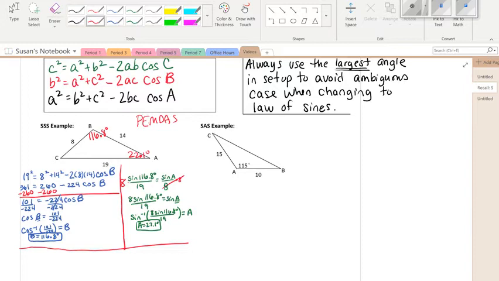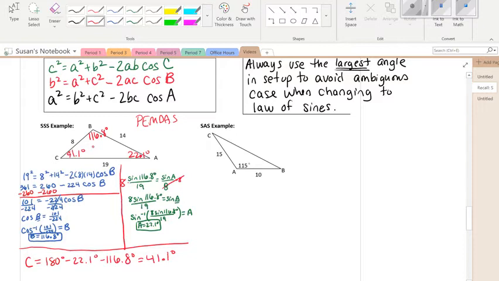And now that we have two angles, it's easy to find the third, because the third angle C is equal to 180 degrees minus 22.1 degrees minus 116.8 degrees. And when we do all that, we get 41.1 degrees. And now I found all the angles of my triangle.